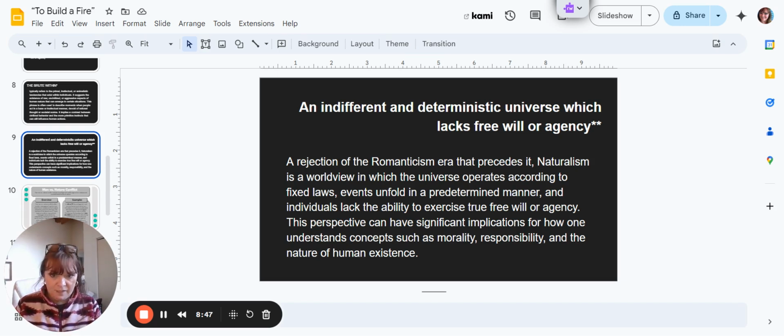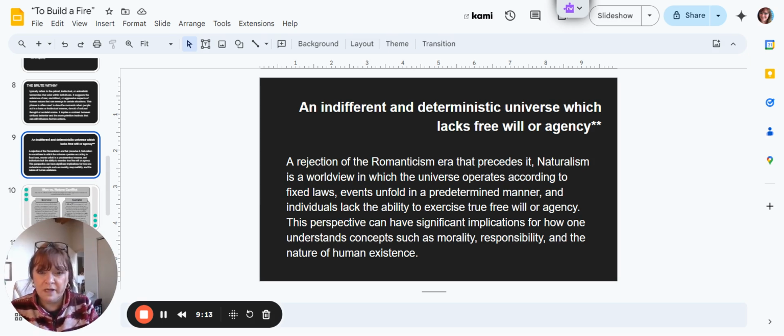That flies in the face of Romanticism. Romanticism is all about the individual. An individual can do anything, can be anything. We have free will. This flies in the face of that, saying, nope, it's this predetermined natural order of things. And this has significant implications for how one understands concepts such as morality, responsibility, and the nature of human existence.